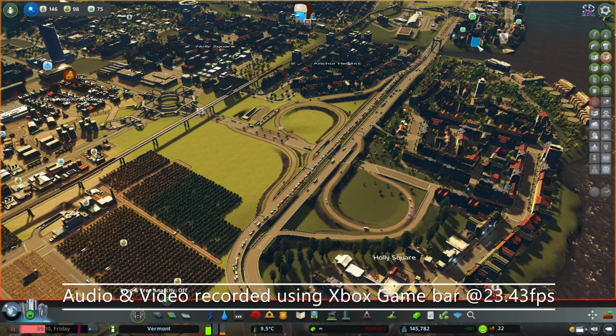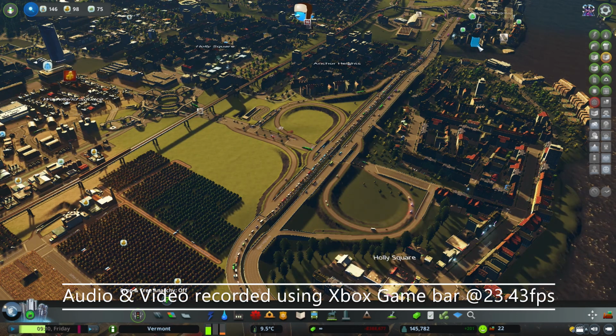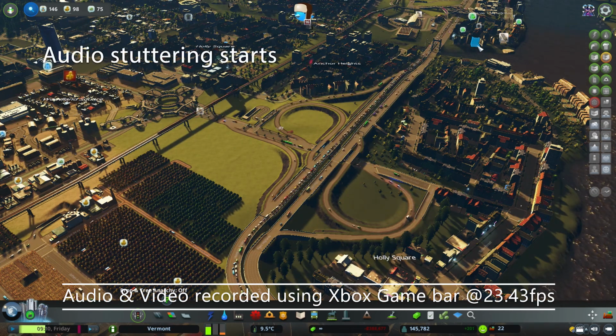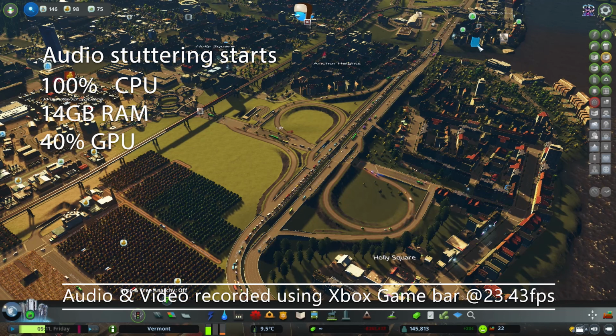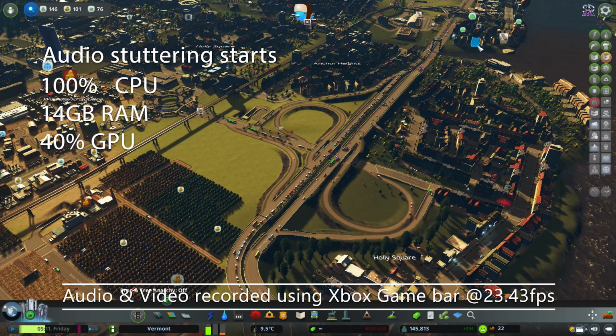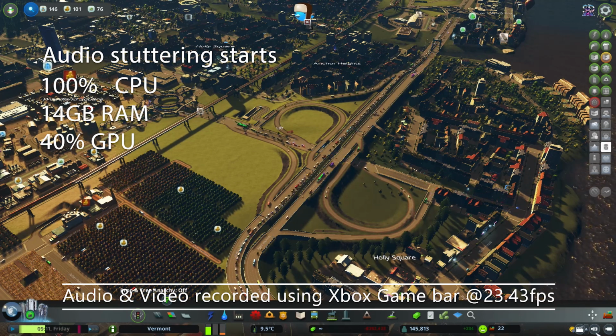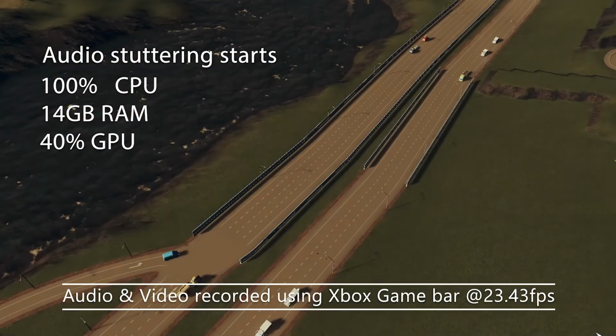At the moment I'm not doing anything in the game. The game is paused, and it is running at about 60% CPU. I'm using about 14 gig of memory, and the graphics card is sitting around about 40%. So we're going to unpause the game. CPU is now 100%. Graphics card is still around about 30%, and let's just whack on the old cinematic mode and see what happens.